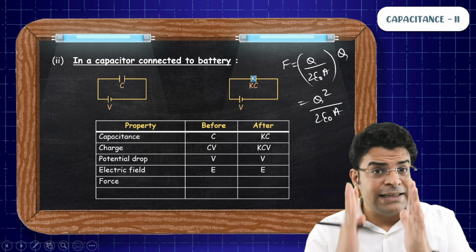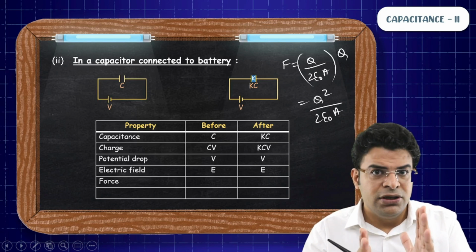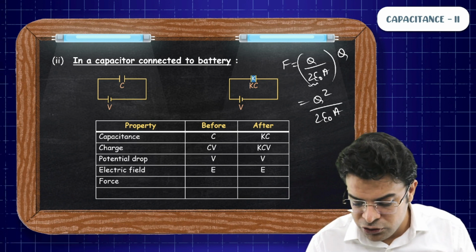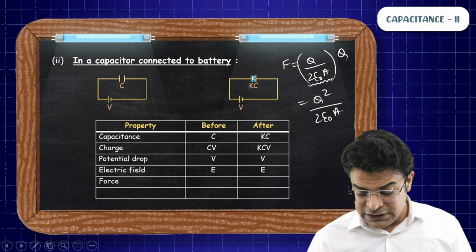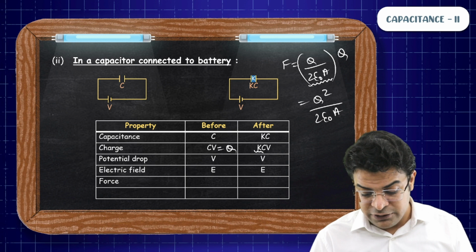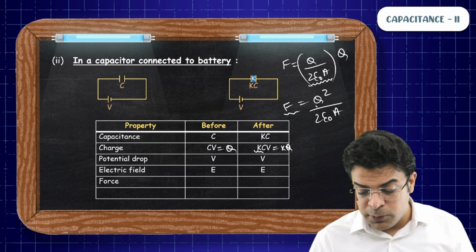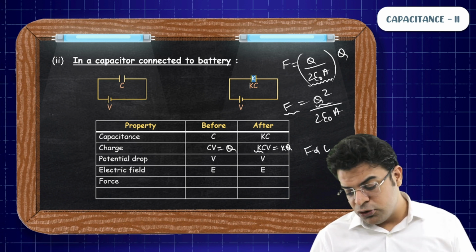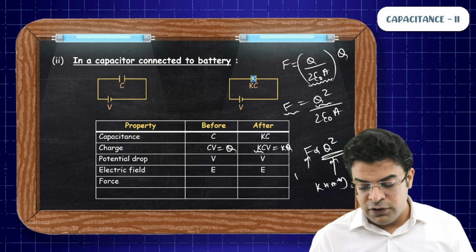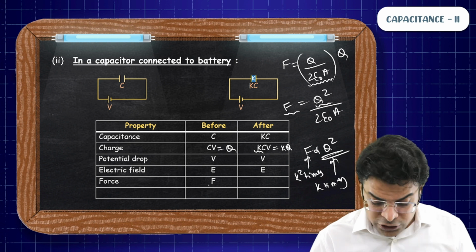Do remember that the second plate is outside the dielectric. The second plate is not inside it. So the field strength produced by the first plate at the position of the second plate remains equal to Q upon 2 epsilon naught A. Now since the charge becomes K times, if the original charge was CV, which is Q, the new charge will be KCV, which will be KQ. And you know that the force is proportional to Q square. If the force is proportional to Q square and the charge becomes K times, then the force will become K squared times. So if the original force was F, the new force will be K square F.